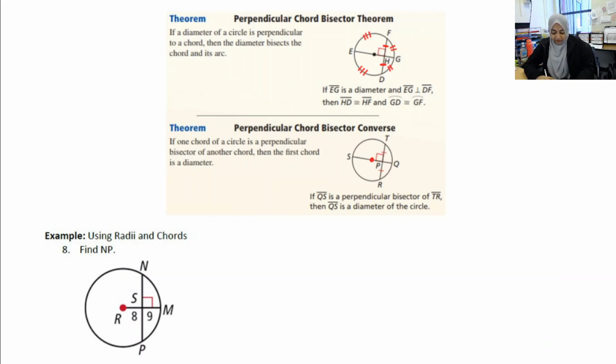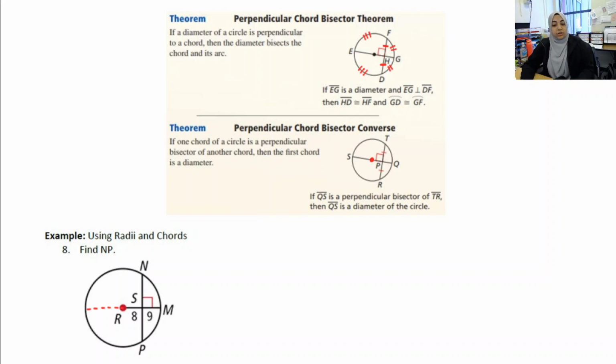All right, so it says find NP. So our job is to find this whole length right over here. And I see this perpendicularity right here. And you might be thinking, oh, but it only matters if it's the diameter. Remember, the radius is just half the diameter. Even though they didn't draw this part right over here, doesn't mean the same rules don't apply.